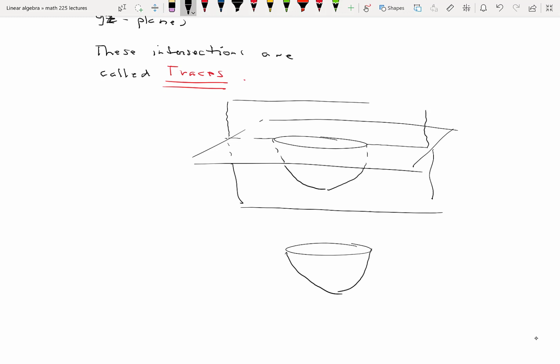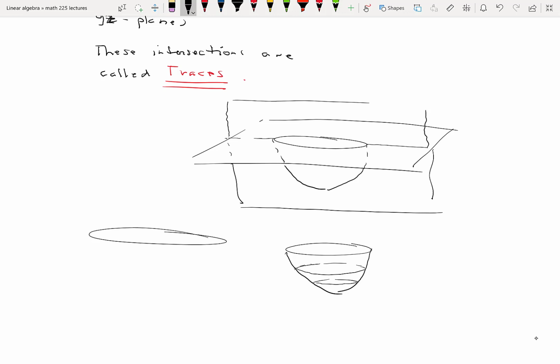If, as you draw these surfaces, your traces don't reveal to your brain what you should be seeing, then draw more traces. If I were to draw the intersection of the surface with the plane z equals 1/2, I might see this. With z equals 1/4, I might see this.